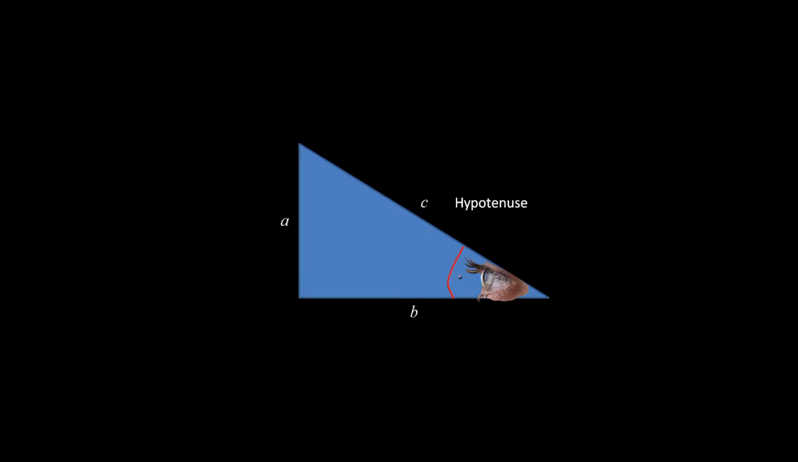So imagine this eyeball is our angle. And the eyeball always looks at what we call the opposite leg. And so if we choose this angle here where the eyeball is, then we would call A the opposite leg. And then we would call B the adjacent leg, because B is adjacent to the eyeball, and A is opposite the eyeball.